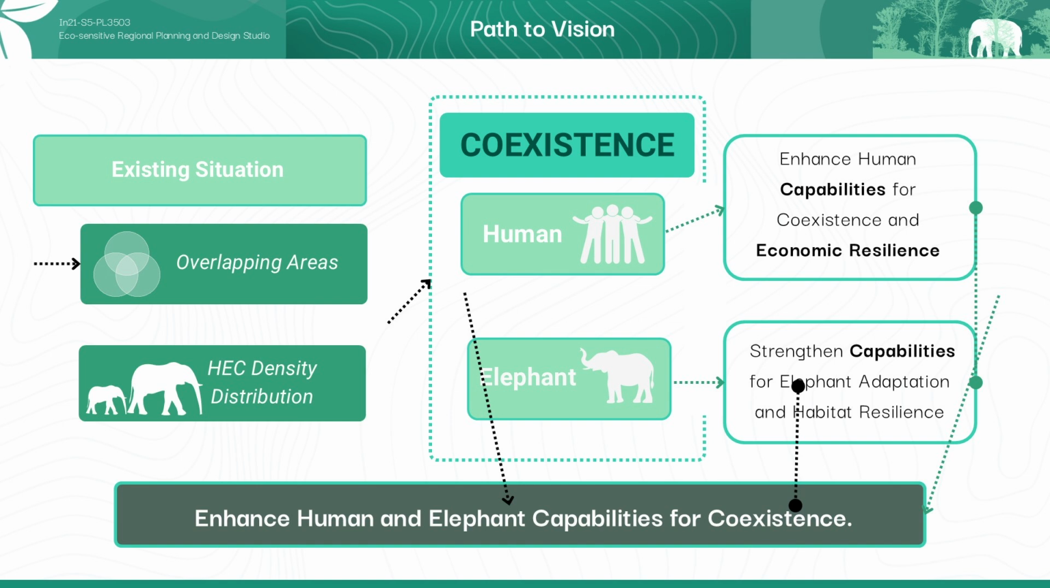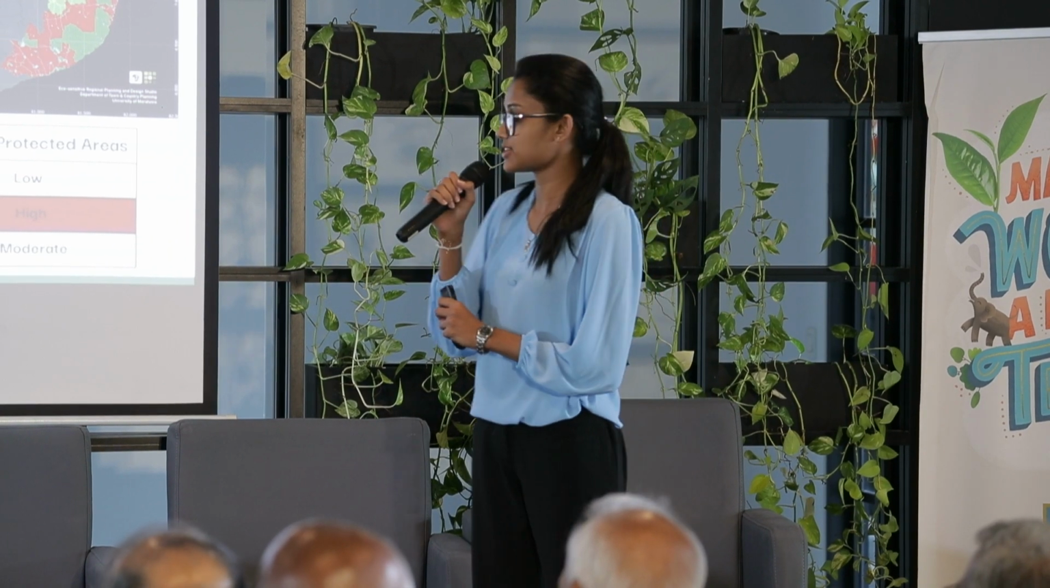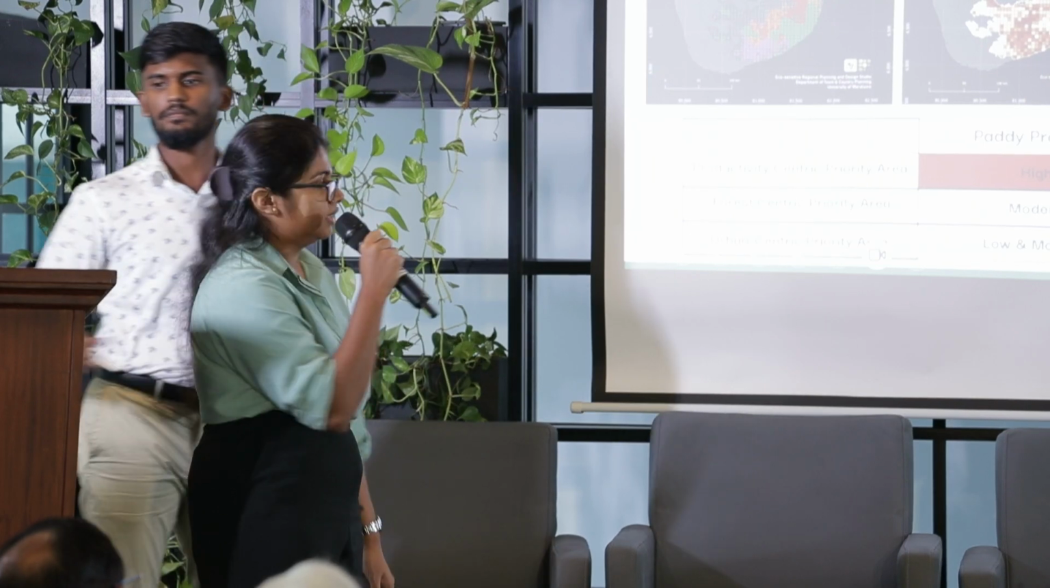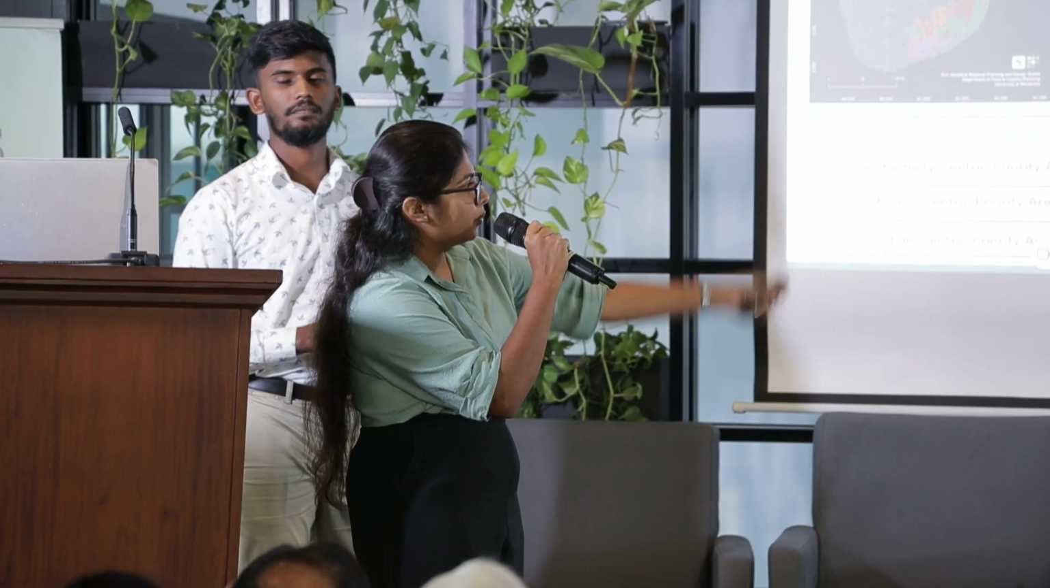In order to enhance economic resilience, we simplify the HEC regions into 3 priority areas, which are productivity-centric priority area, forest-centric priority area, and urban-centric priority area. So can you explain what is the rationale behind this priority area formulation? Yes, Dilip. This formulation is mainly based on 3 factors: paddy productivity, human settlement density, and number of protected areas.